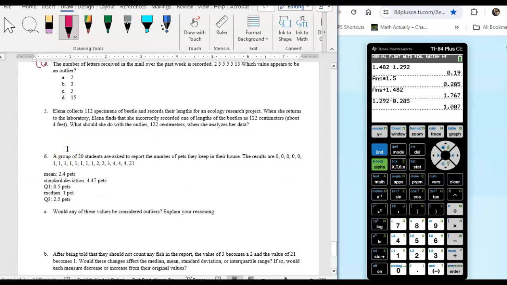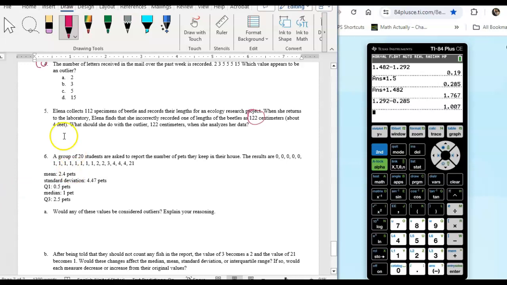You should be listening. All right, Elena collects 112 specimens of beetle, interesting, and records their lengths for an ecology research project. When she returns to the laboratory, Elena finds that she incorrectly recorded one of the lengths of the beetles as 122 centimeters, about 4 feet. What should she do with the outlier, 122 centimeters, when she analyzes her data?